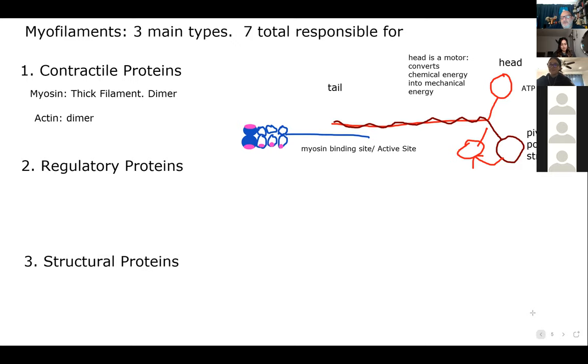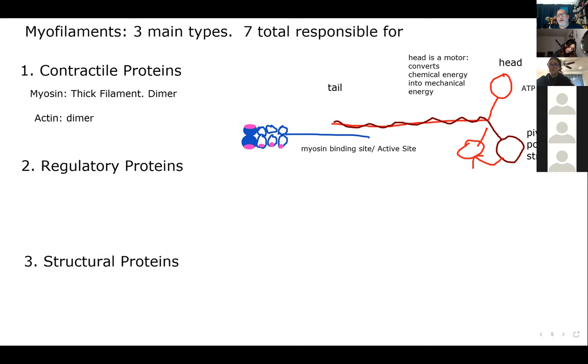Has anybody else seen that ladder? Does anybody else know what I'm talking about? Do you know why you can't climb that ladder to get to the roof? There's something covering it. Yeah, there's basically a big plexiglass board over the top of it that doesn't allow you to grab onto the rungs and climb to the roof. And that is exactly how our regulatory proteins work.